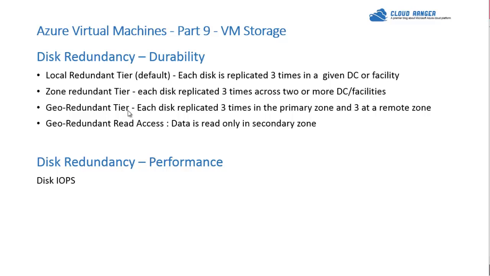Now, the next one is not exactly a tier, but it's geo-redundant read access, which means that your data is read-only in the secondary zone.